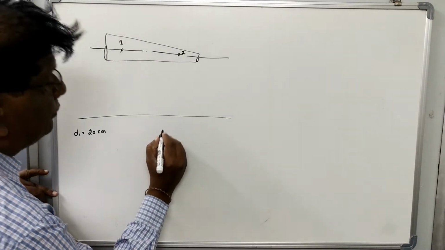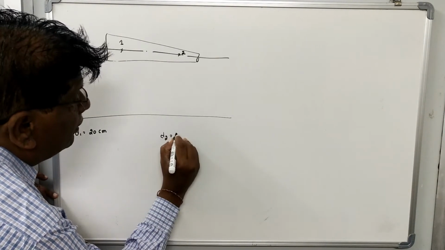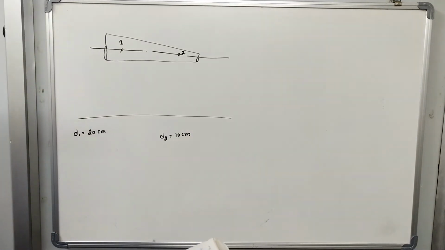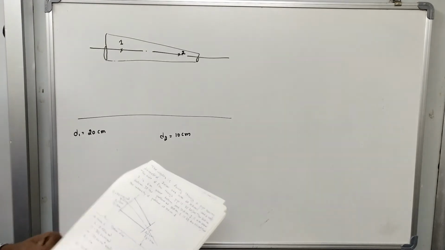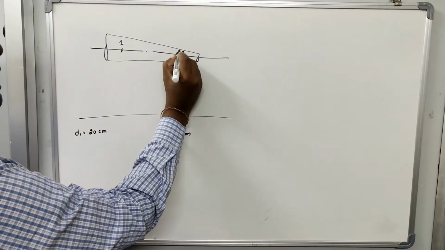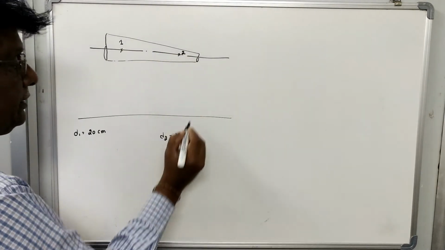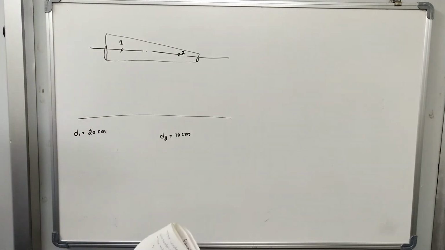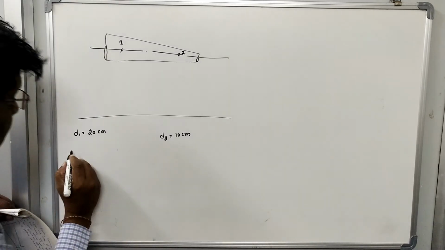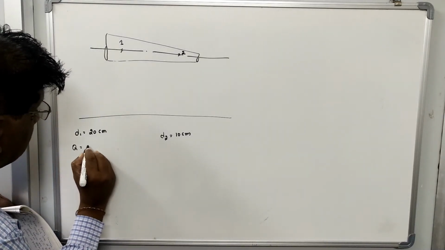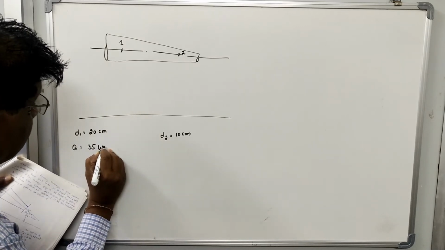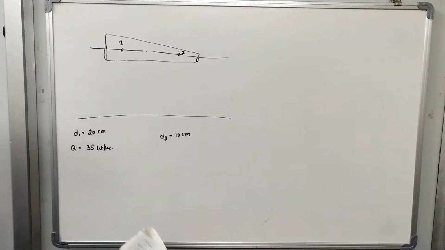D2 is equal to 10 centimeter at sections 1 and 2 respectively. The diameter of pipe at section 1 is 20 centimeter and the diameter of pipe at section 2 is 10 centimeter. These are the given data. The rate of flow inside the pipe, that is Q, is equal to 35 liters per second. This is given data.